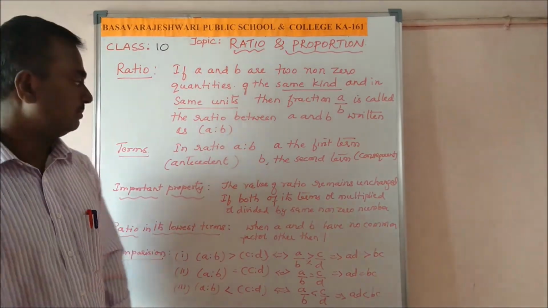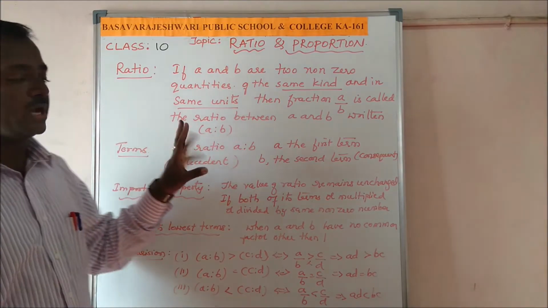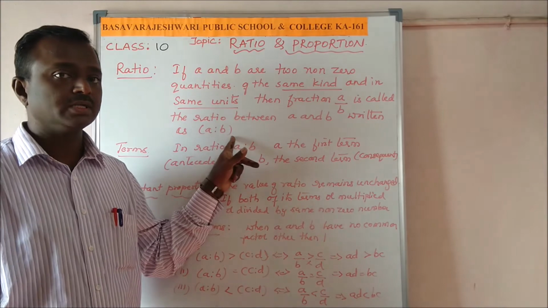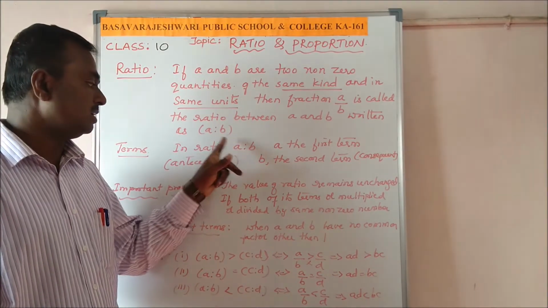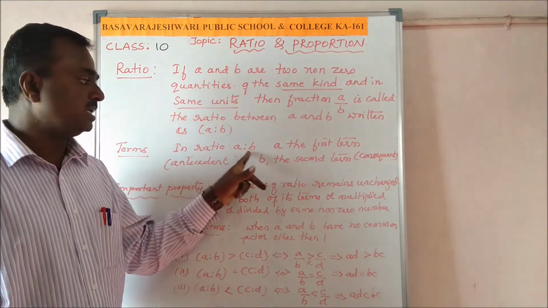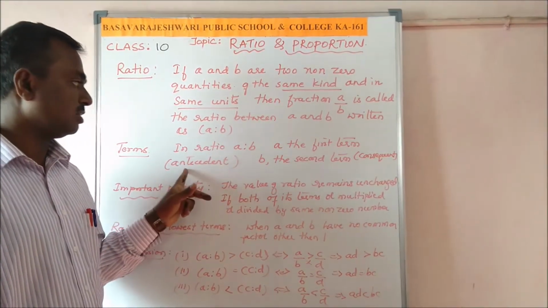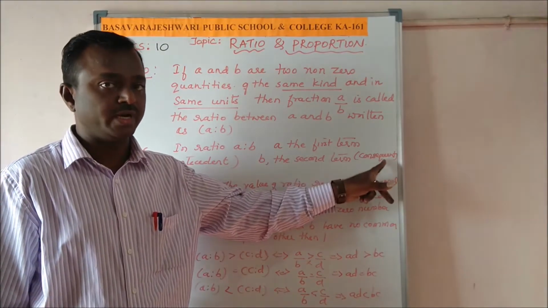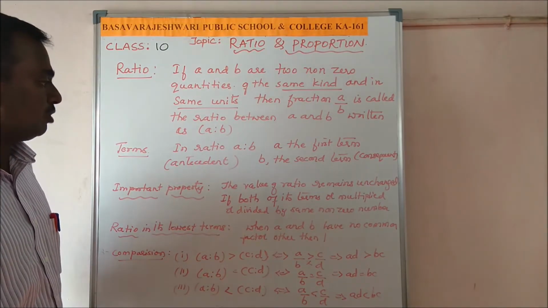A is to B. So what are the terms in the ratios? In ratios we have two terms. In A is to B, A is called antecedent. B is called consequent. A is the first term called antecedent. B the second term called consequent. Antecedent, consequent. Remember.